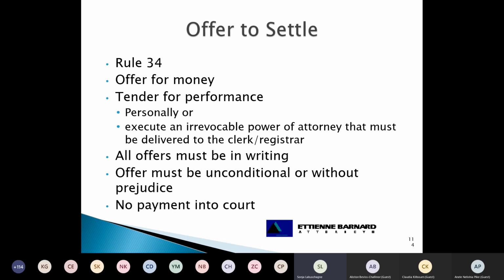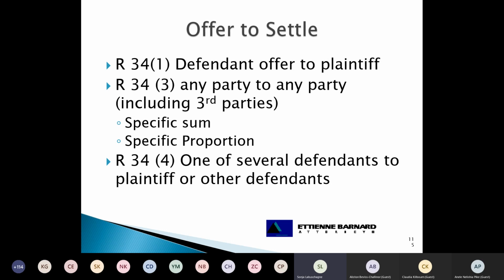And it's important to know that you can't pay into court. You used to be able to pay into court and then the money lies there and gets no interest. And then once the parties can't settle or the court makes an order, the other party could get the money immediately. That option is not available anymore. I think it's probably safer that way. So any party can basically offer to any other party. It's wide open. Defendant can offer to the plaintiff, any party to other parties, several defendants to plaintiffs. So it's as wide as the sea. Any party can offer to do anything for any other party.